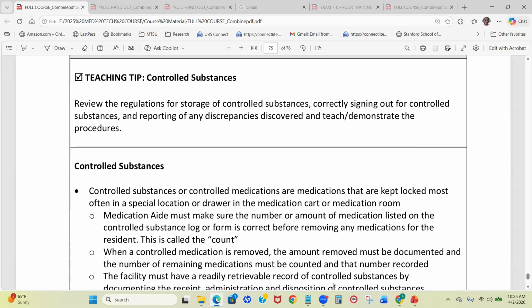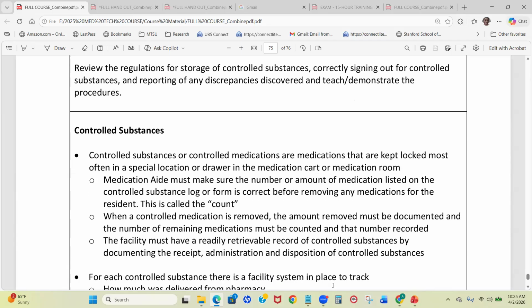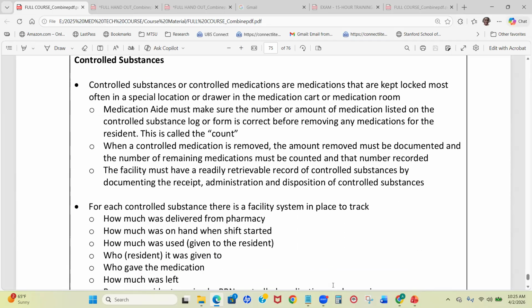Controlled substance. Let's talk about controlled substance and how it's stored. The aide must make sure that the number or amount of medicine listed on that controlled substance log form is correct before removing any medication for the resident. This is called the count. So we do a med count before shift and after shift.